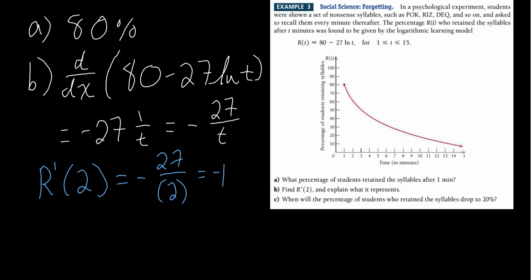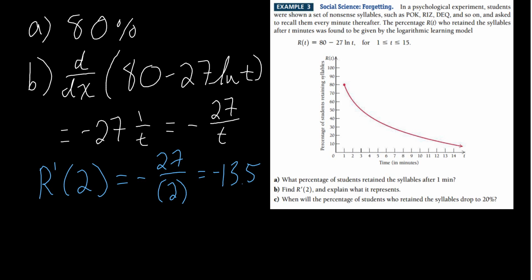Which is negative 13.5. Okay, so r prime of 2 is negative 13.5, but this also says, explain what it represents. Well, what this represents is that after 2 minutes, these students are forgetting at a pace of negative 13.5% per minute. Right? Their capacity to remember is declining at 13.5% basically.